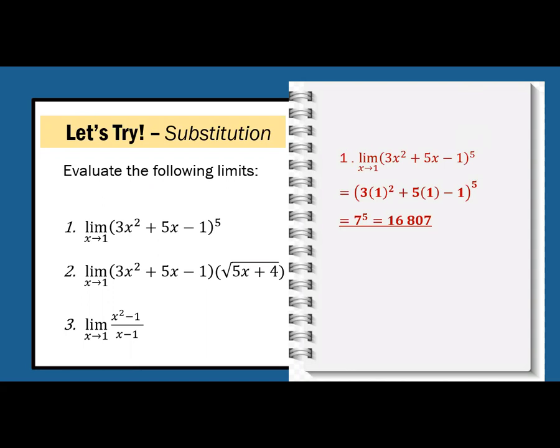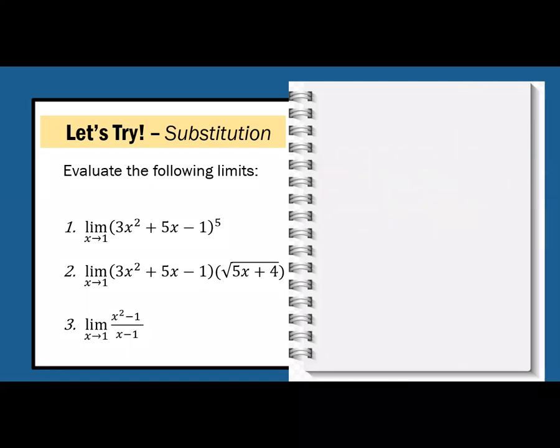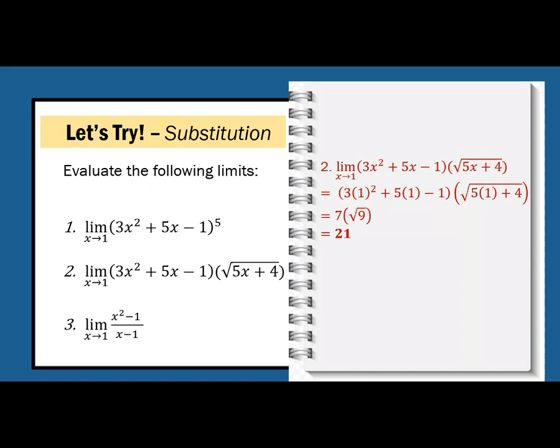Did you get the same answer? Very good. How about for number 2? We are asked to get the limit of 3x squared plus 5x minus 1 times the square root of 5x plus 4 as x approaches 1. So similar with what we did in number 1, we'll just substitute 1 to all the x's in our function, then simplify.